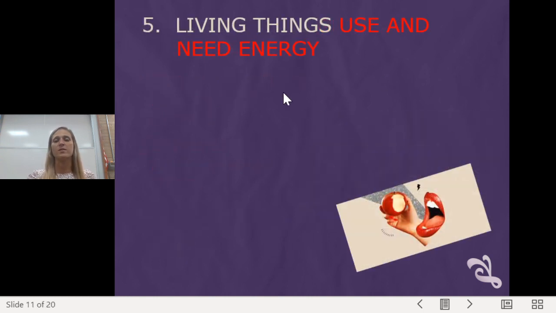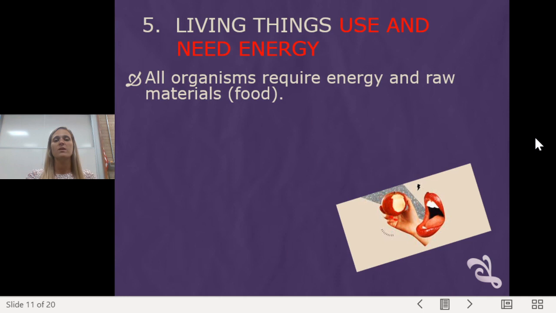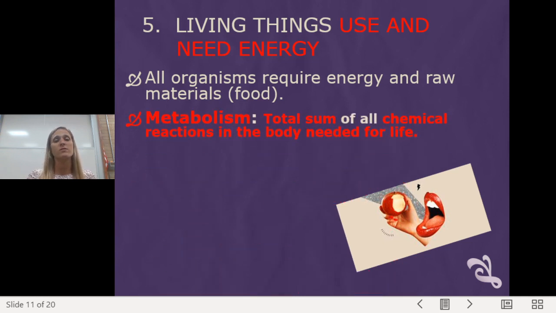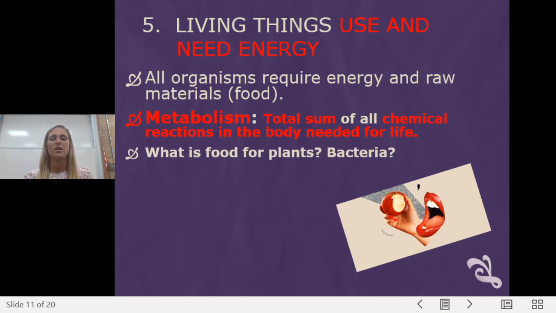All right, fifth, living things use and need energy. All organisms require energy and raw materials, so food. If a living thing uses energy, then you can say that's a characteristic of life. This is also called metabolism. So some of you may have heard like, hey, you have a fast metabolism or something to that effect, meaning that you use a lot of energy very quickly. Okay, so metabolism is basically the sum of all the chemical reactions in your body needed for life, burning and storing and all that kind of stuff.